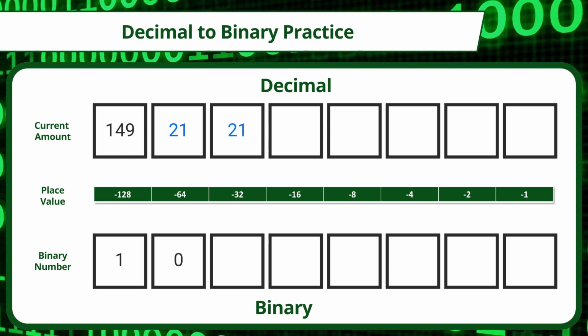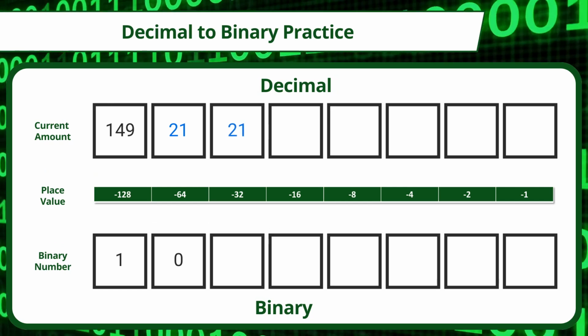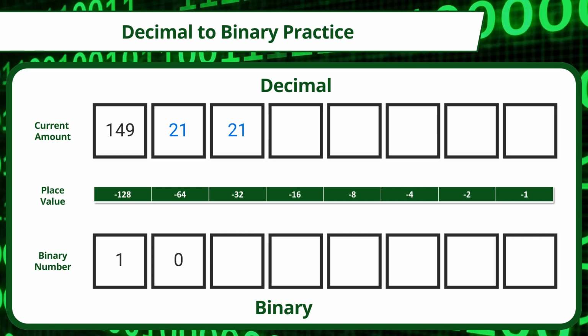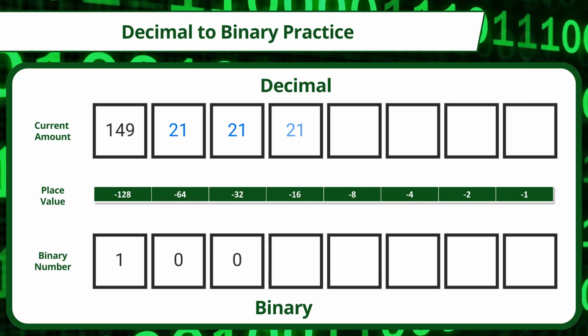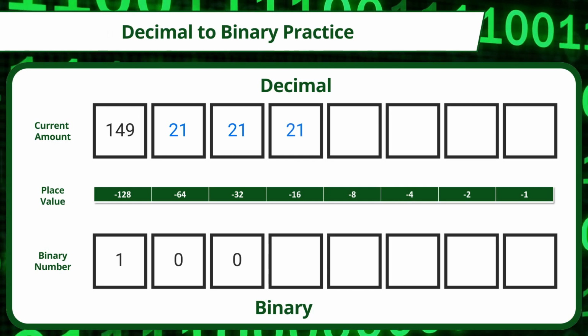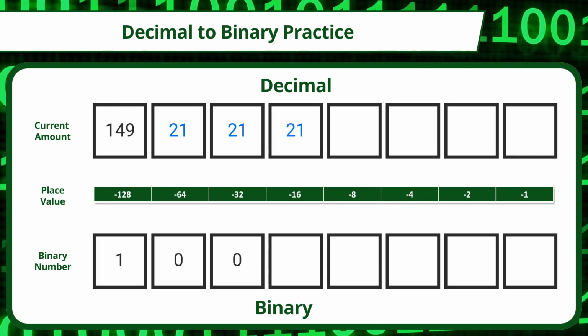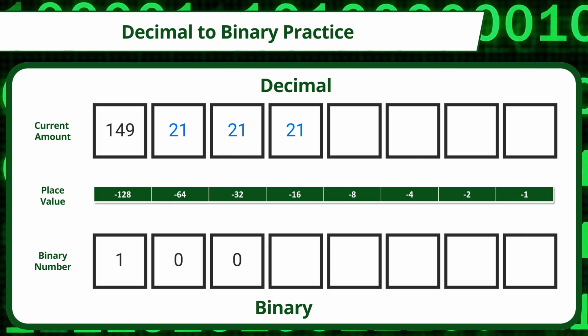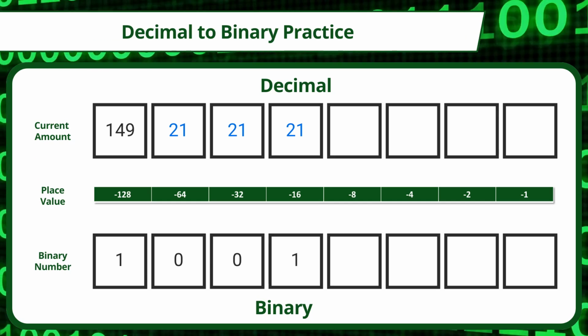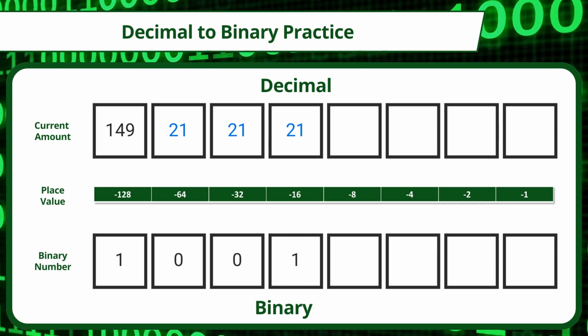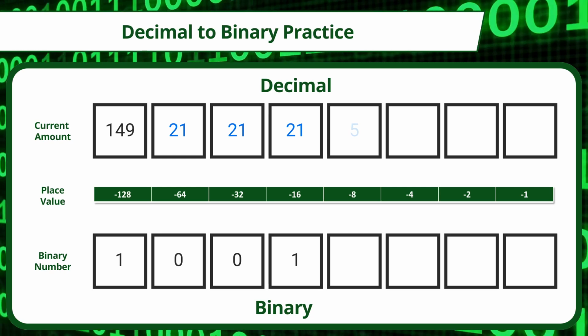Now we have 32. Can 32 fit into 21? No, it is still too large. So we record another 0 and leave 21 as our current decimal value. Moving on, we have 16. Can 16 fit into 21? Yes, it can. We place a 1 in the 16 column of our binary number and subtract 16 from our current amount, which brings us down to 5.